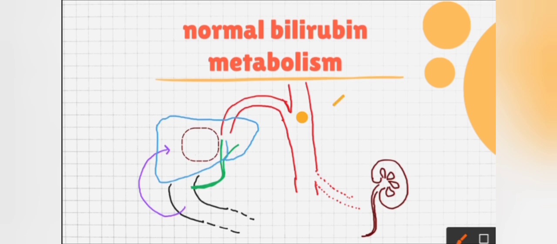This is the bilirubin molecule which starts to appear in blood. Now, this bilirubin molecule is called unconjugated bilirubin, as the process of conjugation has not occurred as yet. So this is unconjugated bilirubin molecule.